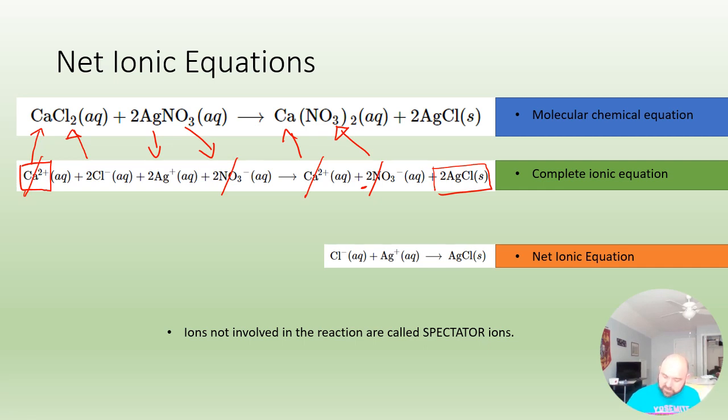The reaction that gives us the precipitate is a chloride ion reacting with one of the silver ions to give us silver chloride solid precipitate. Everything else, everything that I've canceled out up here, just sits there and doesn't do anything and just watches. We call those spectator ions.